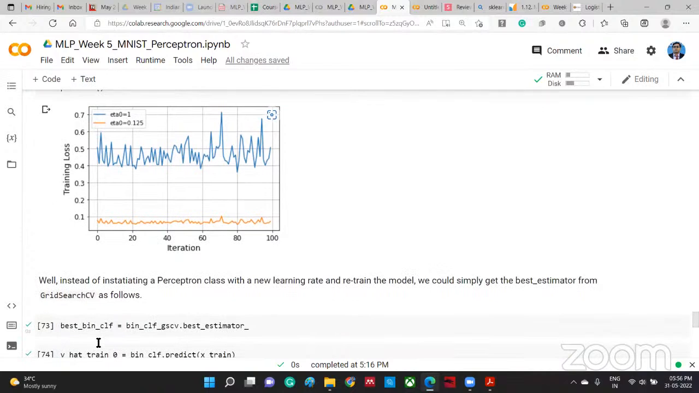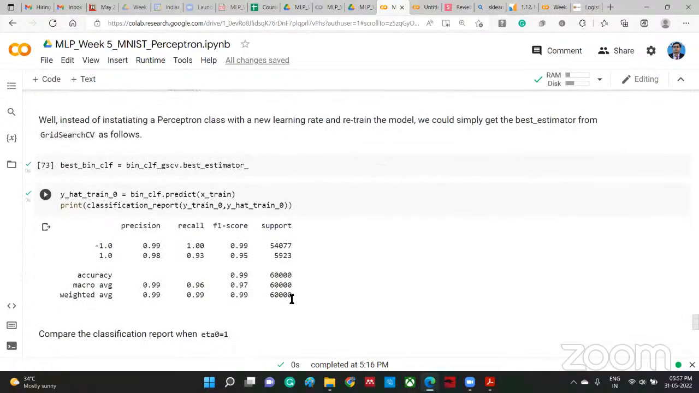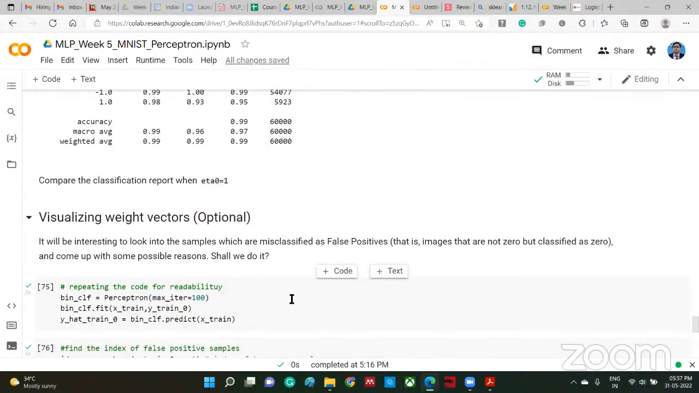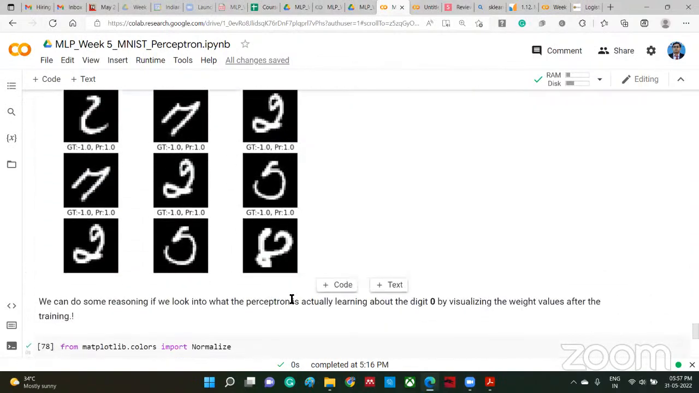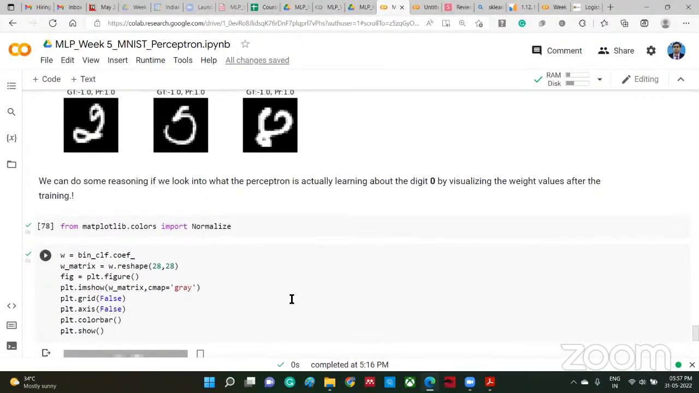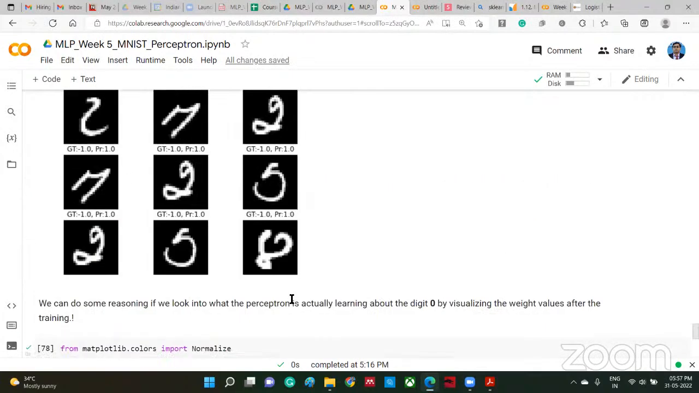Now instead of instantiating a perceptron class and retraining the model, we can get the best estimator from the grid search CV, and we can calculate the classification report and see what the -1 and +1 precision and recall values and F1 scores are, and so on. So there are some more things which can be done.